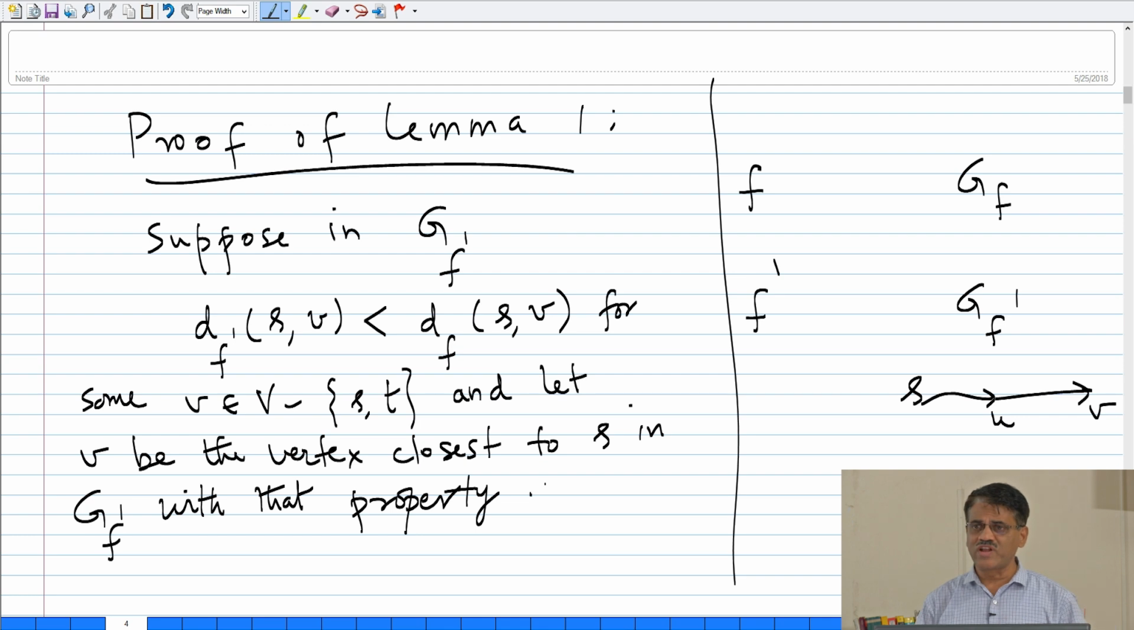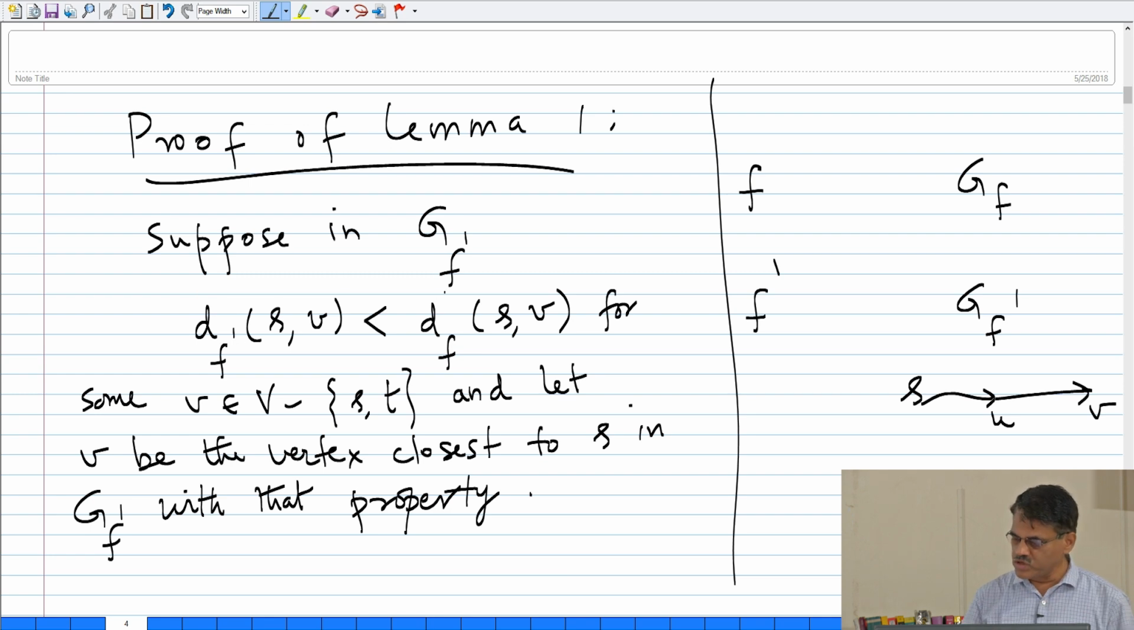Sometimes this kind of thing is very useful for the proof. So we are going to assume that is not the case. There is some vertex which violates my claim. There may be several vertices that violate my claim. Among all the vertices that violate the claim, I pick the one which is the closest to S, which has the problem, right? This is the problem. d F prime SV is less than d F SV.